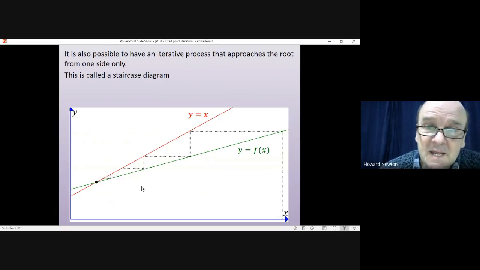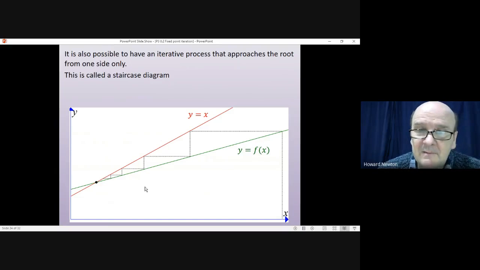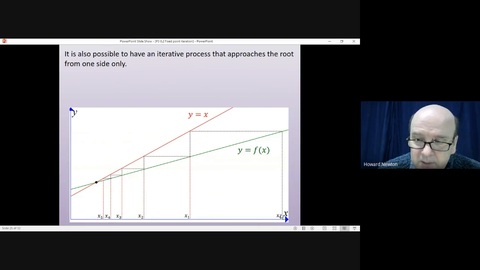And this is called a staircase diagram, again, for obvious reasons. The values that you'd actually be working out on the calculator would be these values here. So you're given x0, you calculate x1, then x2, then x3, then x4, then x5, as you converge towards this solution here.